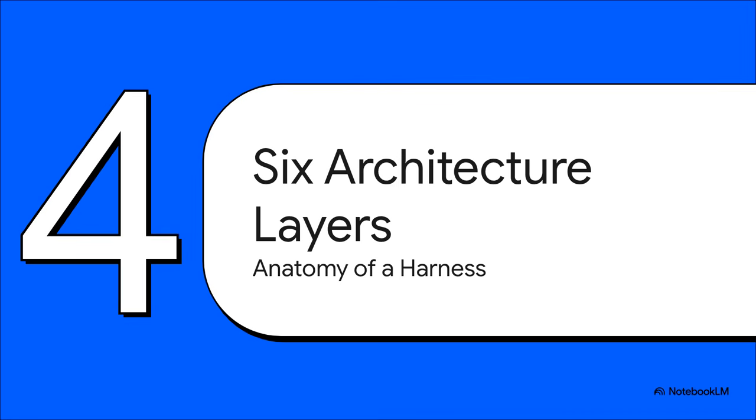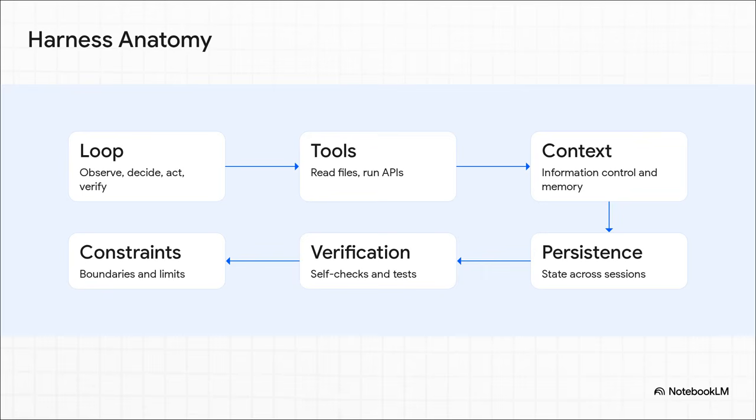Let's dissect the actual anatomy of a harness to see how it governs the AI. Every solid production harness is built on these 6 concrete layers. 1. The loop, the core cycle of observing, deciding, acting, and verifying. 2. The tools, literally giving the AI hands to read files, run code, or hit APIs. 3. Context, preventing information overload with tight memory control.